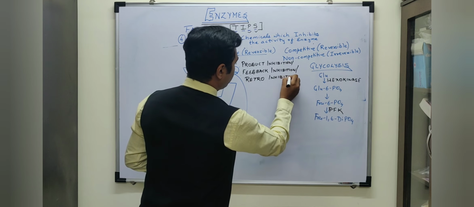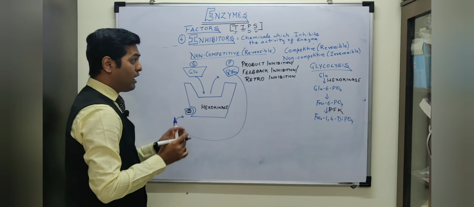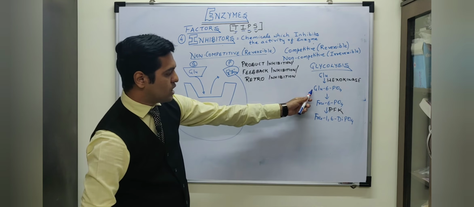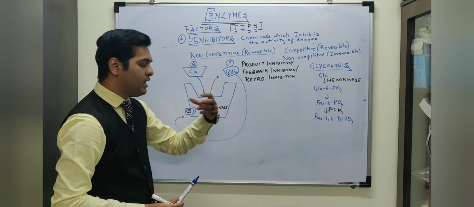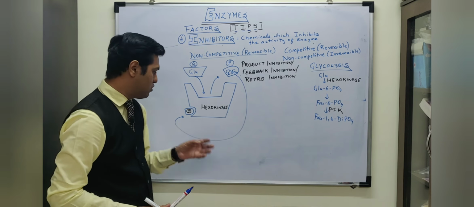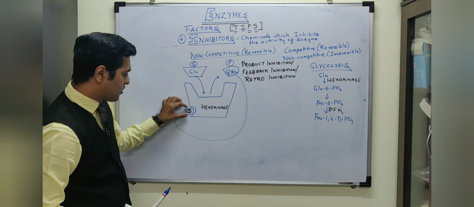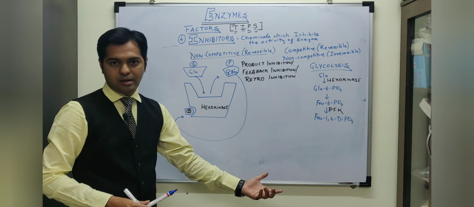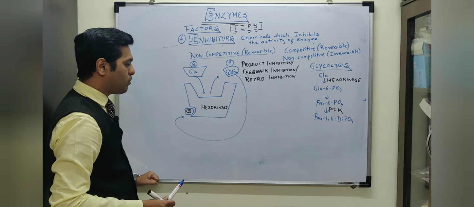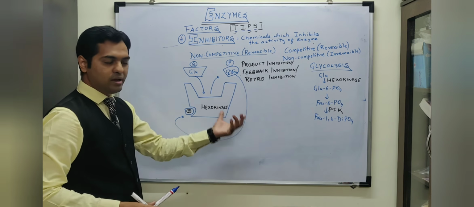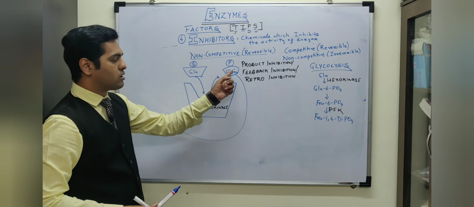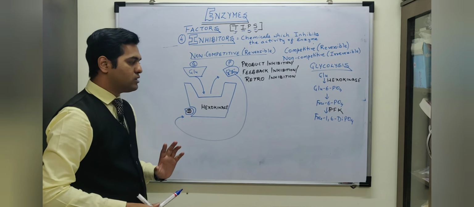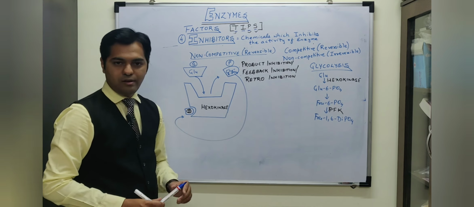So this is one type of non-competitive inhibition wherein the activity is reversible. Because as soon as glucose 6-phosphate is converted into fructose 6-phosphate by the activity of another enzyme, phosphoglucoisomerase, this product which is acting as an inhibitor gets converted into the next chemical, and the inhibition stops. Hexokinase will again become ready and glucose can bind again and be converted into glucose 6-phosphate. Again the cycle will continue. Hexokinase will get inhibited again, but that is again reversible.